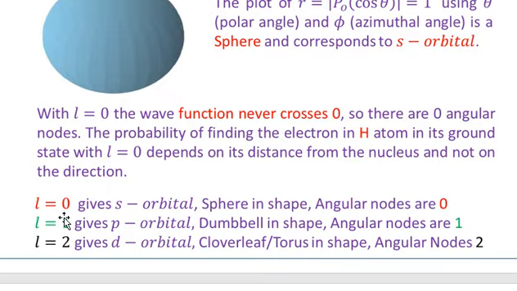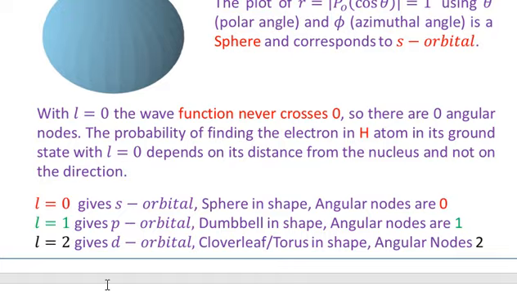So with L is equal to 0, we have the s orbital. It is a sphere in shape, and the angular nodes are 0. That is, the wave function is not crossing the center of this geometry. When L is equal to 1, we have the p orbitals. P orbitals are dumbbell in shape, and the angular nodes are 1 in that case, which means that the wave function will cross the center of this system once.